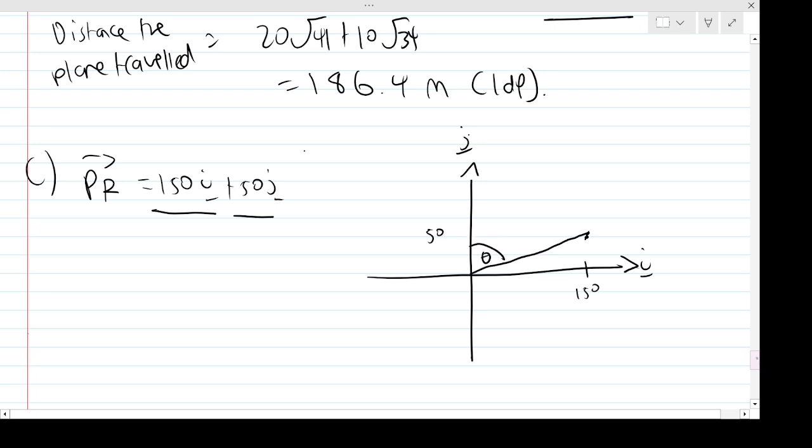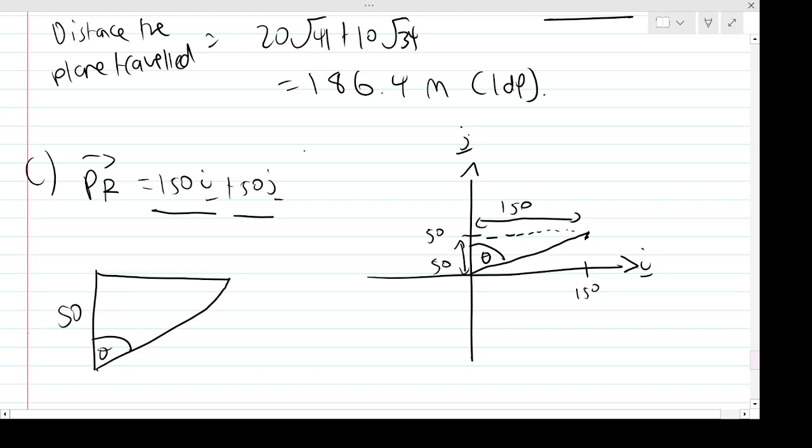So if we construct a little triangle that it makes, there we are. Firstly it goes 50 up, so 50 upwards, and then it goes across by 150. So we get this triangle here. We've got this angle theta, and so we go 50 up and then 150 across. Hopefully you can see that.